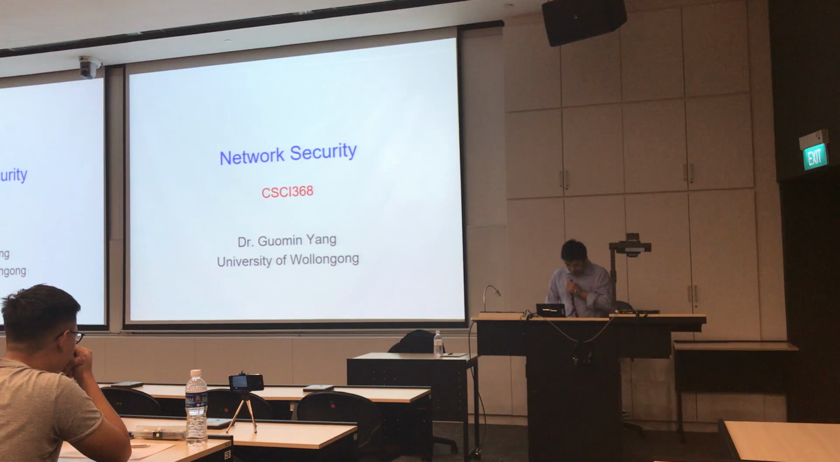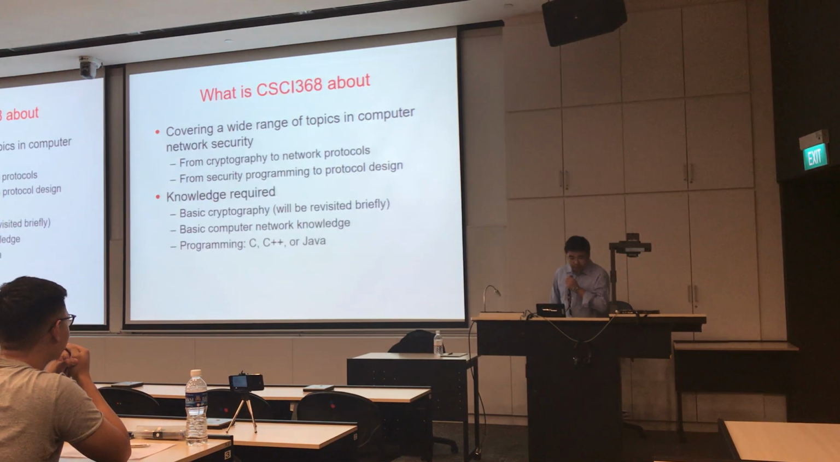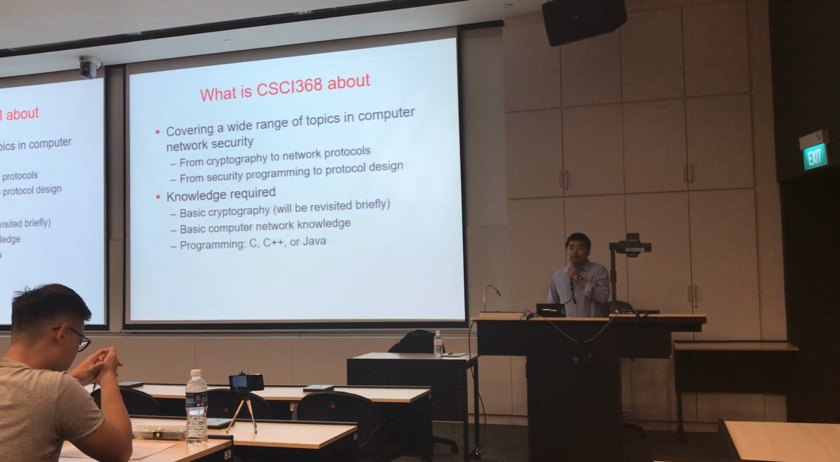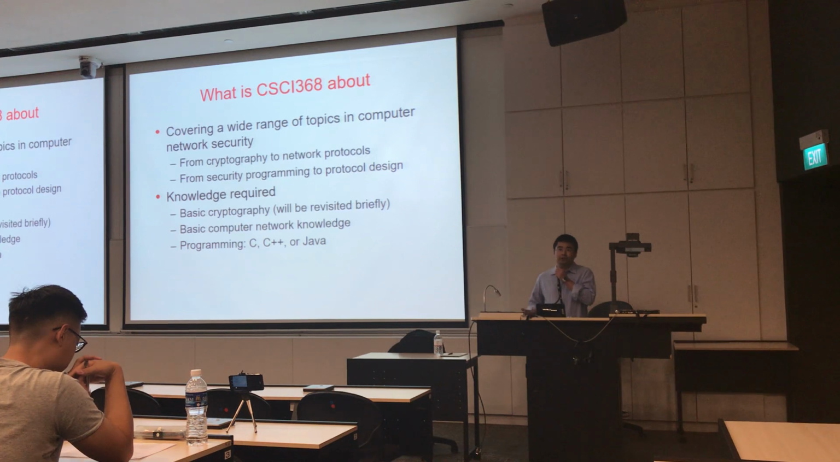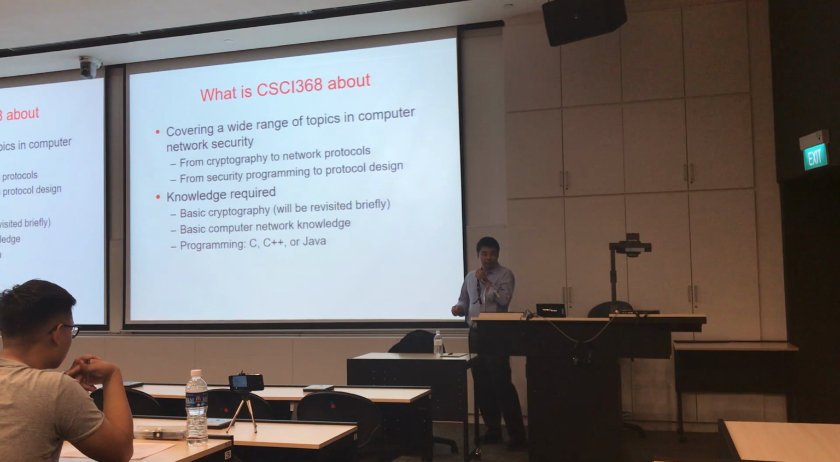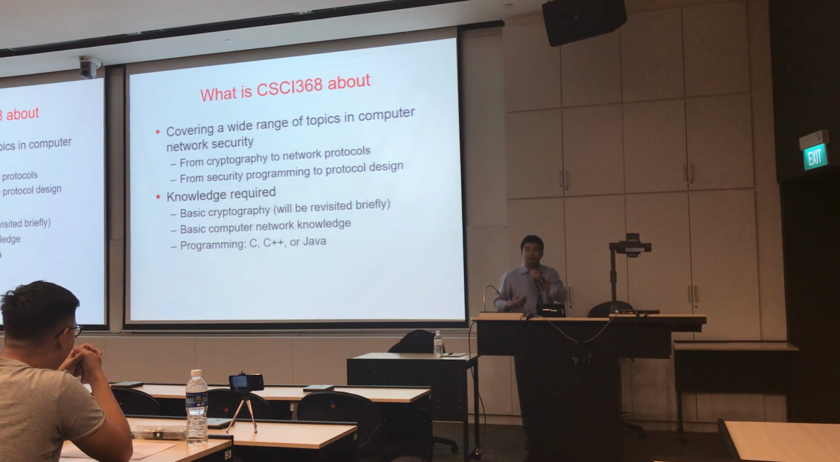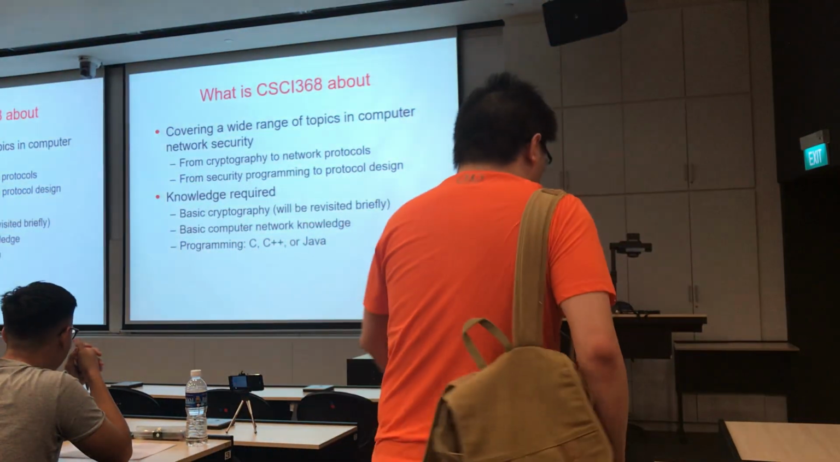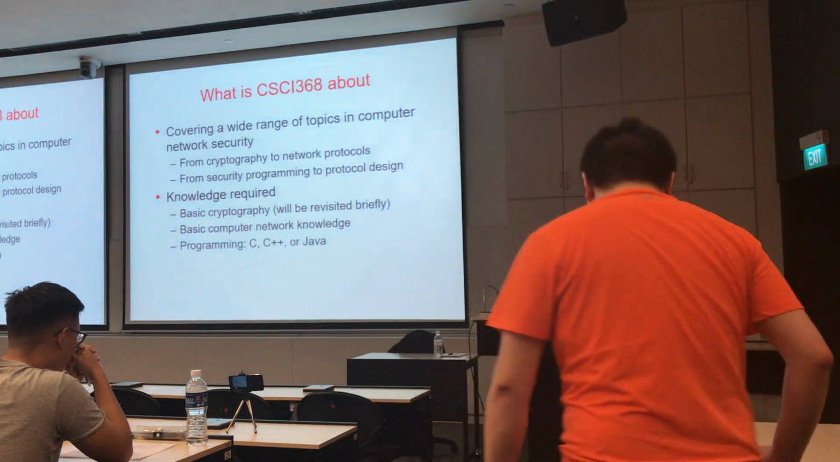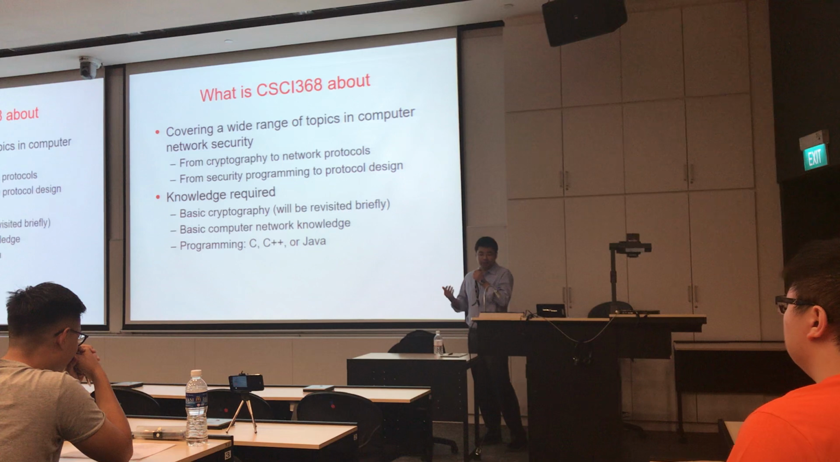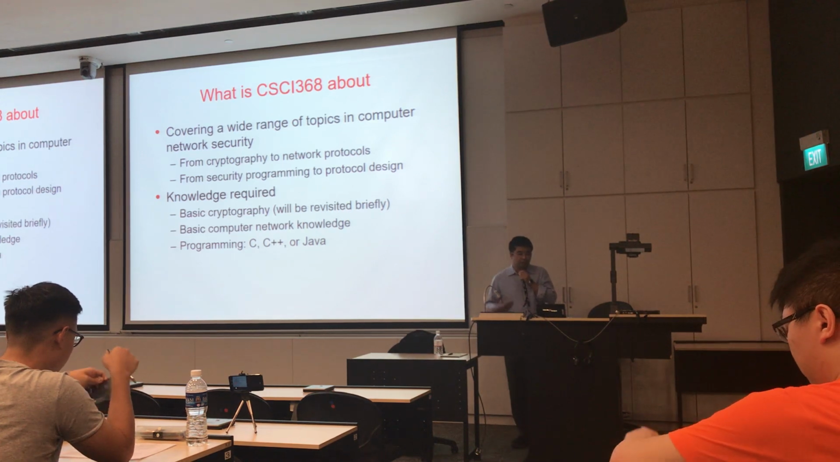First of all, what is this subject about? It will cover a range of topics in computer network security. Network security is a part of the so-called cyber security, which is a broader area. It includes cryptography, computer security, network security, security management, policy, and so on. Network security is definitely one of the key components, because nowadays everything goes through the network. We use cloud, IoT, smart home, smart city, and so on. All the communications will go through the network.